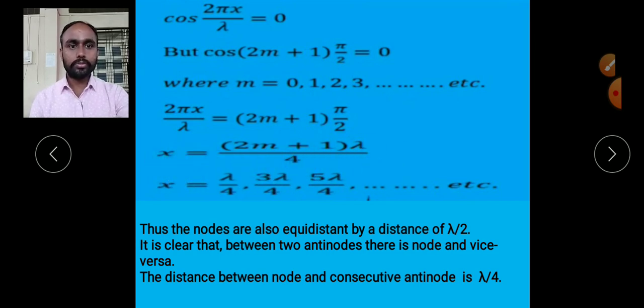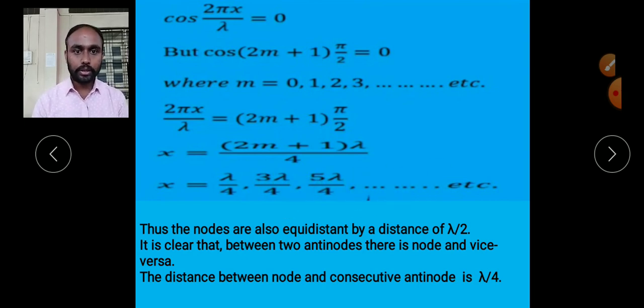Now let us substitute the value of m, which varies from 0 to infinity. If we substitute m equal to 0, then we get lambda by 4. If we substitute m equal to 1, then 3 lambda by 4. If m is equal to 2, 5 lambda by 4, then 7 lambda by 4, 9 lambda by 4, and so on. So these are the positions of your nodes when we talk about the pipe which is open at both the ends. So these are the positions of nodal points.